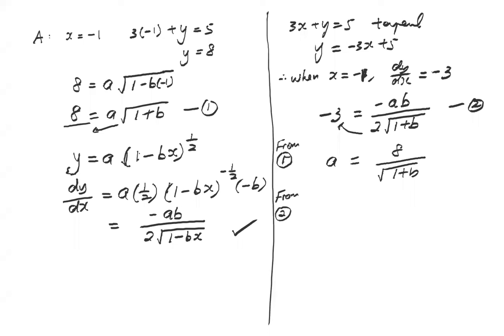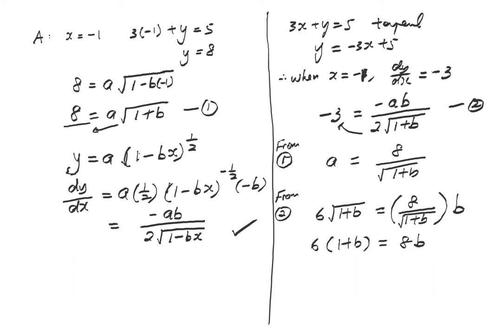So I have 6 square root of 1 plus B equal to, my A is 8 over square root of 1 plus B, then times B. Then I bring over, you see, try not to have fraction upon fraction because that will make you crazy. So this will be 6 square root times square root, it becomes the original number itself. So it's 6 times (1 plus B) equal to 8B. Got it? So now you can solve for your B.